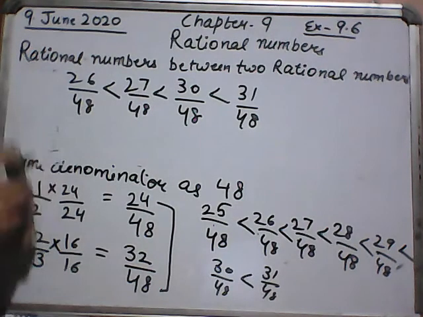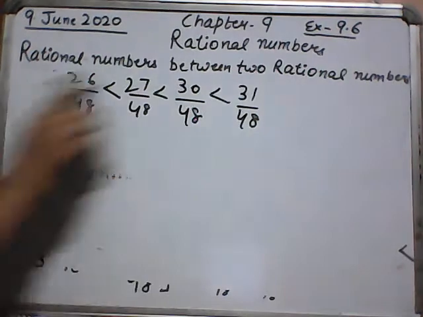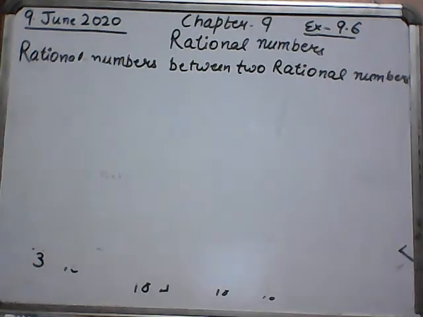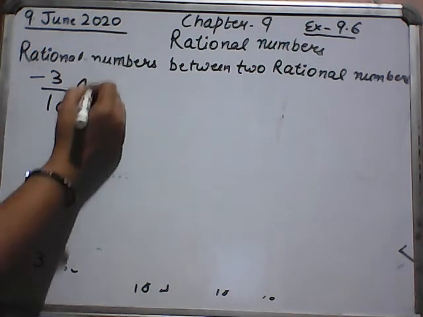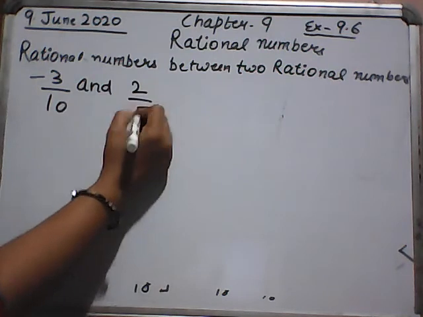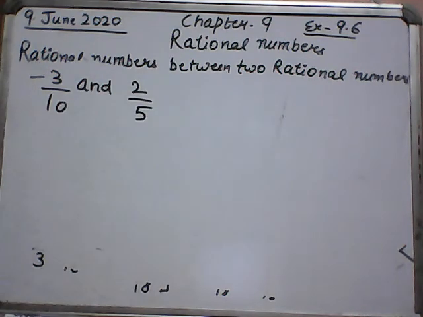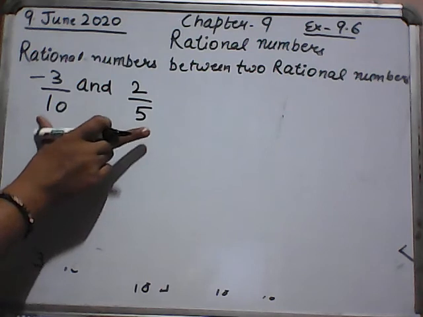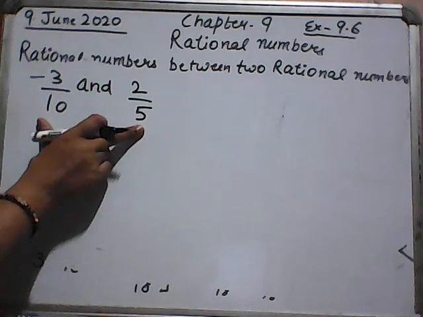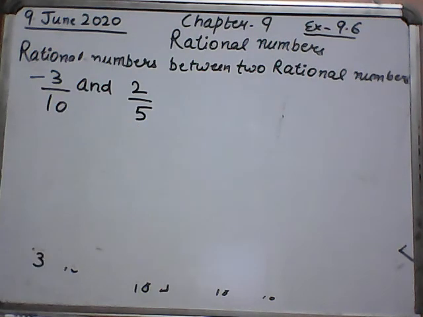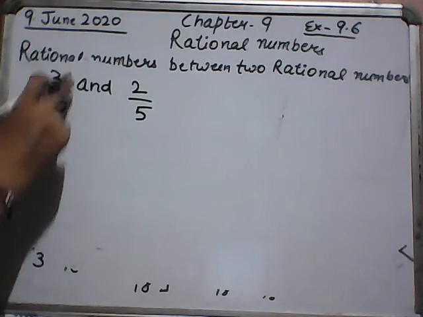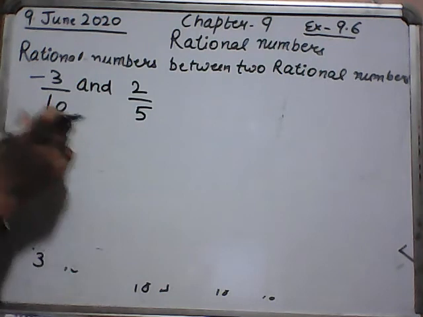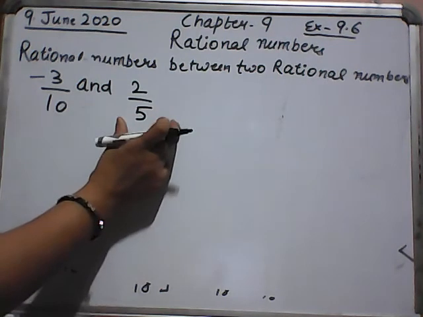Now let's take another question. Suppose we have to find 4 rational numbers between minus 3 by 10 and 2 by 5. To find 4 rational numbers between these two, we have to convert them into equivalent rational numbers with the same denominator. 20 is divisible by 10 as well as by 5.